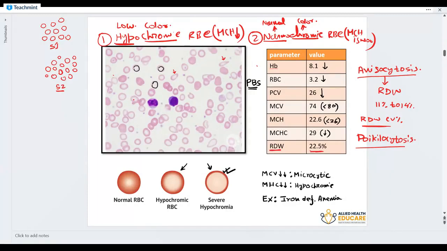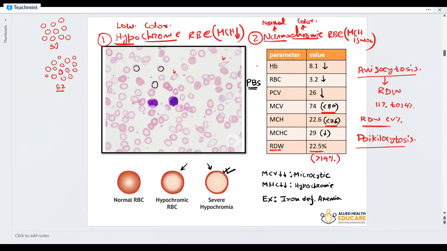In case of iron deficiency anemia, we can get this type of blood picture. In case of iron deficiency anemia, it is very important to remember, MCV must be less than 80 femtoliter, and MCH must be less than 26 picogram. And RDW must be greater than 14%. The abnormality in three parameters represents iron deficiency anemia.